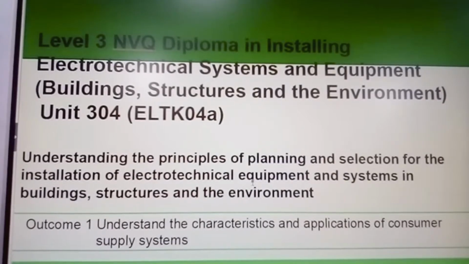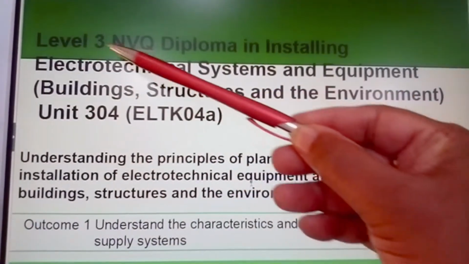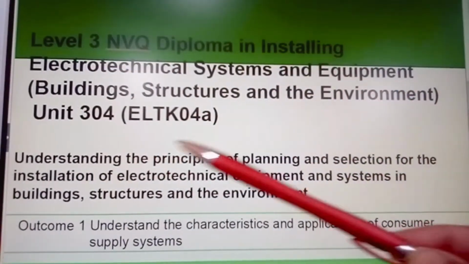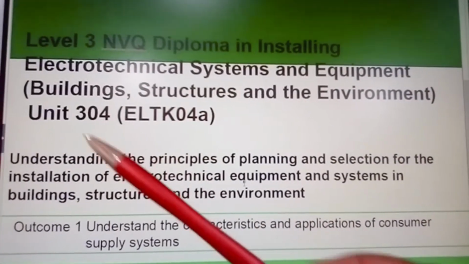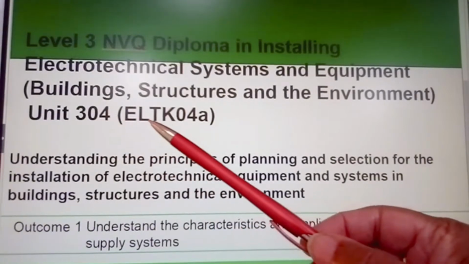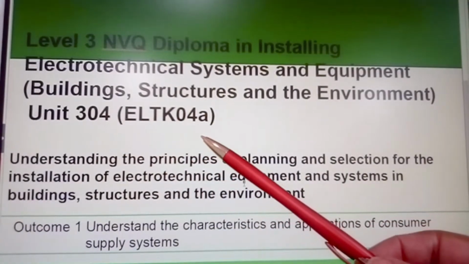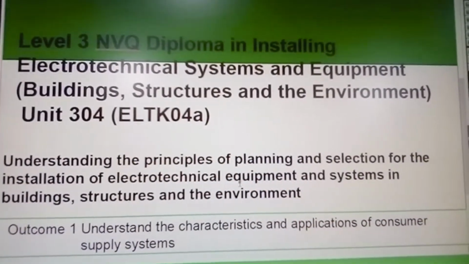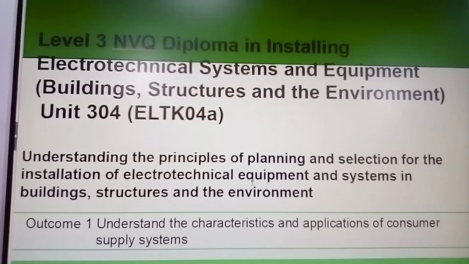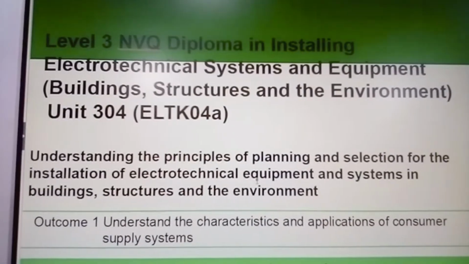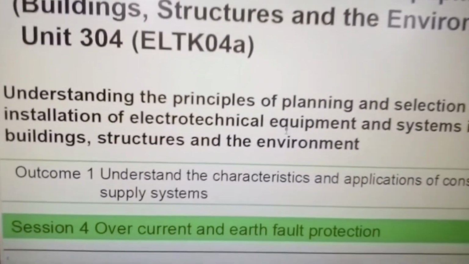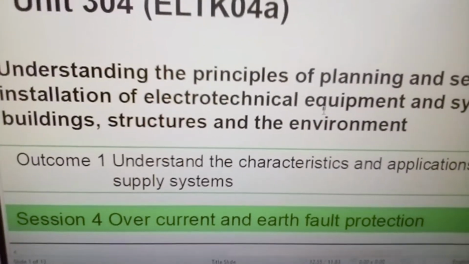Now what I want to look at again is to continue with the Level 3 NVQ Diploma in Installing Electrotechnical Systems and Equipment. Again we are continuing with Unit 3 of 4, and that is your EAL reference number. We're looking at Session 4, overcurrent and earth fault protection. So let me just go down to that for you. That's what we're looking at.